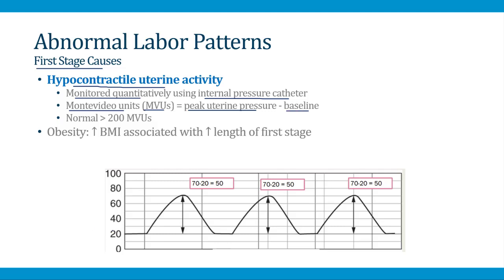So if you look at this graph on the screen, this is showing the data from an internal pressure catheter in the uterus during labor and delivery. The baseline pressure is 20, the peak pressure with a contraction is 70, so the Montevideo units for this contraction would be 70 minus 20, or 50. And normal is greater than 200, so when the MVUs are low, this is associated with abnormal first stage labor. You should also know that obesity is associated with a longer length of the first stage. The higher the BMI, the longer the length of the first stage of labor.